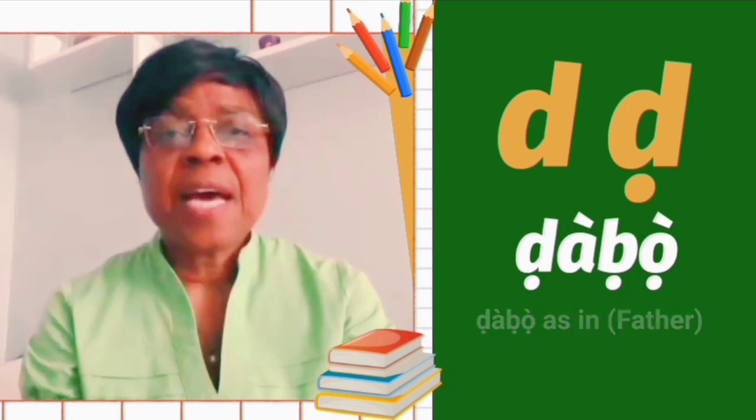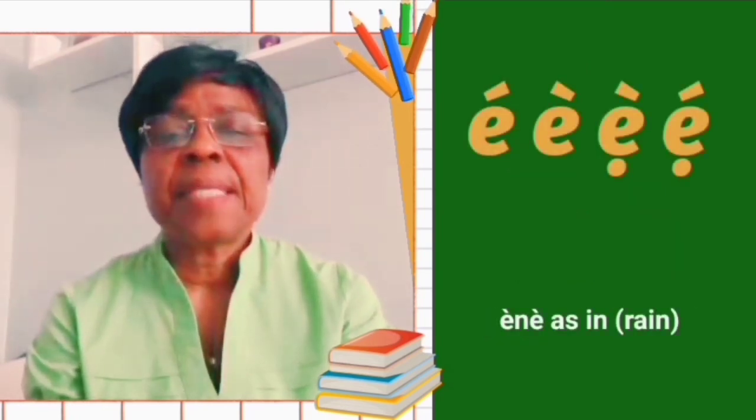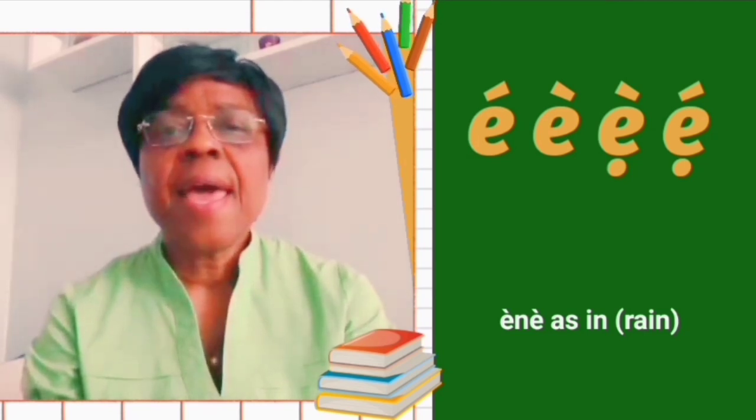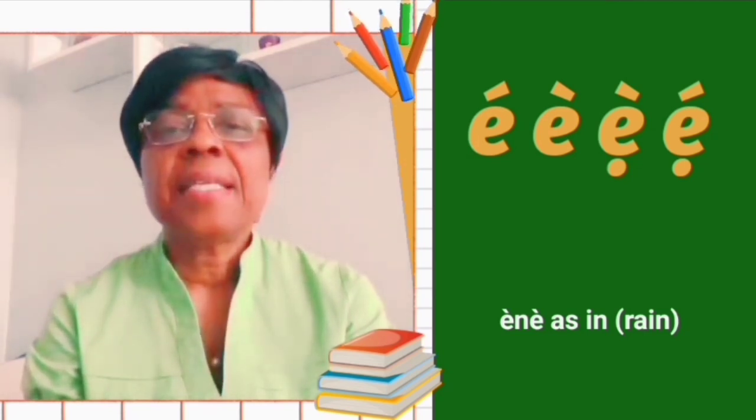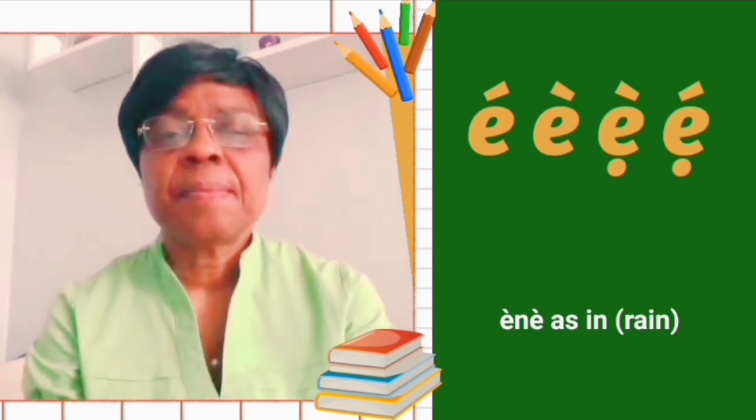We'll go on to letter E now. In Kirikeni Okwein, there are two sounds for letter E. Can you say them, please? E.